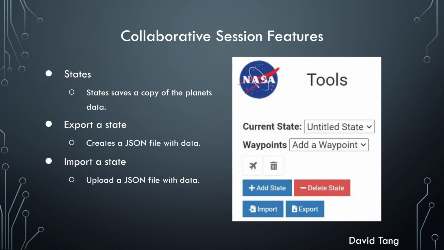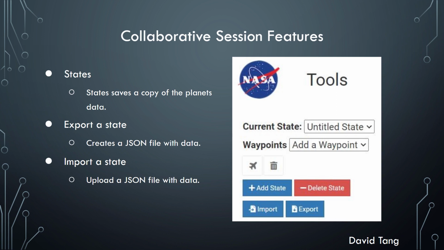In addition to having rooms, we also have states. What a state is, for our software definition, is just a copy of the planet. It saves all the data, all the entities, everything else about it. And one of the things that we can do is export a state. What that does is it creates a JSON file full of data, which includes the different line drawings, the color, the size, the shapes, as well as everything else.